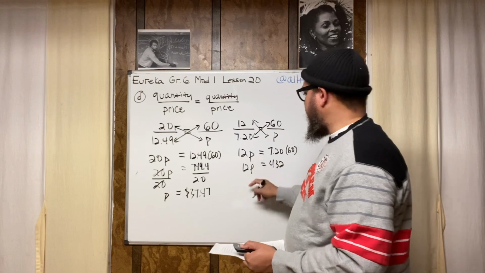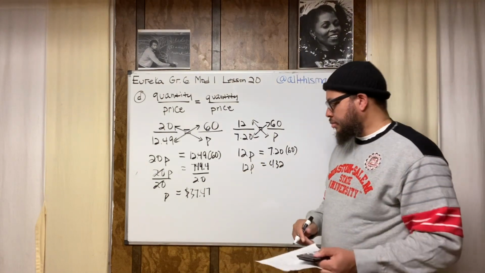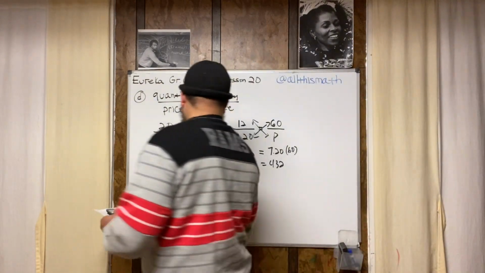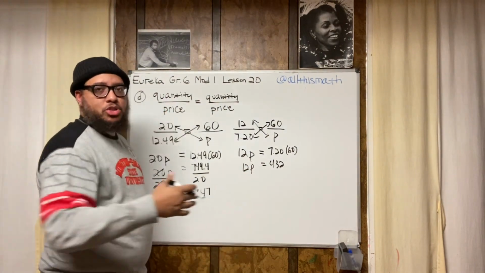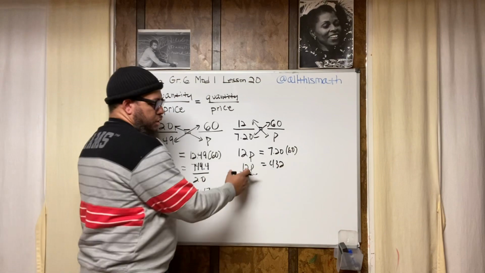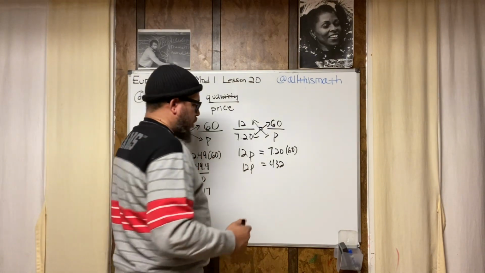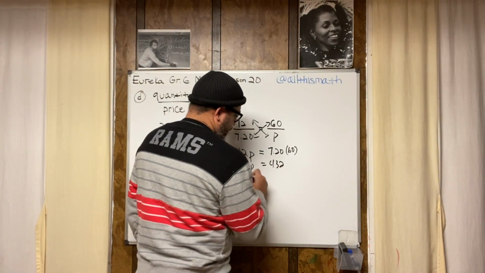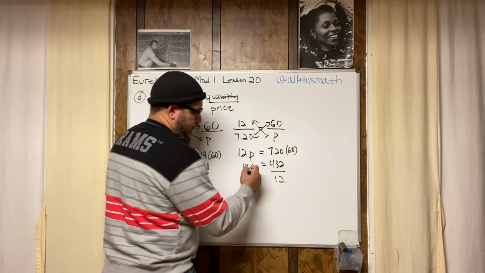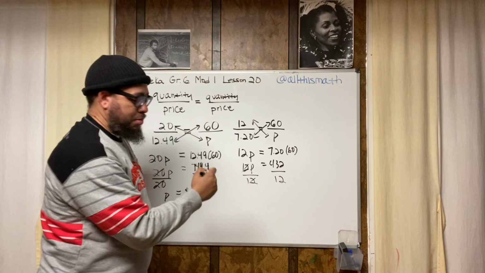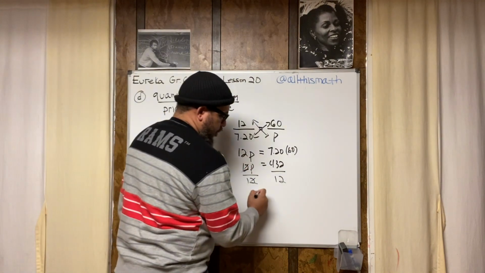Bring the 12P down. Now, how do we get rid of this 12? The same way we got rid of this 20. 12P means 12 times P, so we have to do the opposite operation. The opposite of multiplying is division. So we're going to divide by 12 on the left side, and divide by 12 on the right side. 12 divided by 12 is 1. So that's 1P, which is just P.